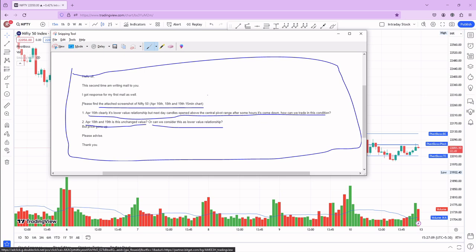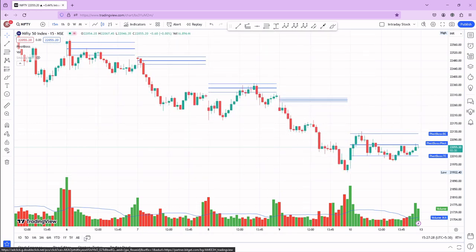The person has said that they have attached the screenshot for the Nifty 50 April 16th and 19th 15-minute chart. April 16th, clearly it's a lower value relationship, but the next day candles opened above the central pivot range. After some hours it came down. How can we trade this condition? So let me go to that particular day.